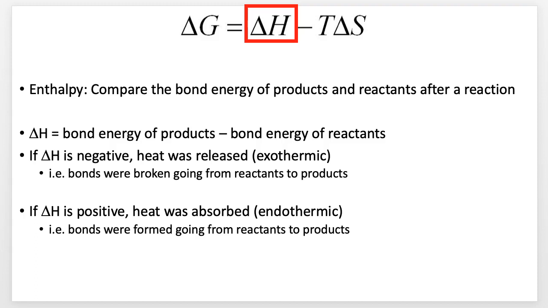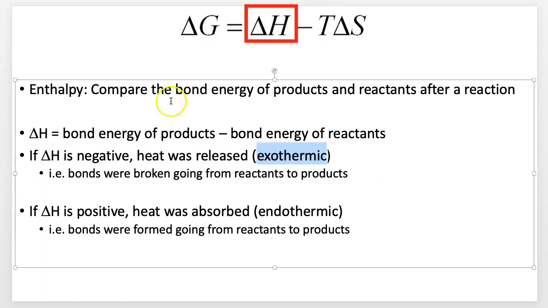So enthalpy is basically the energy contained within bonds, okay? So when we have our delta H, that's the bond energy of our products minus the bond energy of the reactants, okay? So if your reactants are really, really big and your product is small, you'll end up with a delta H that's negative, right? And so that means that heat is released. So if you see a negative delta H, that means heat came out of the system. We call that an exothermic reaction, okay?